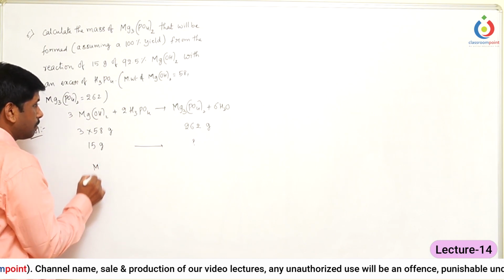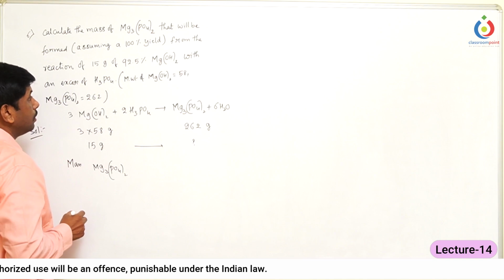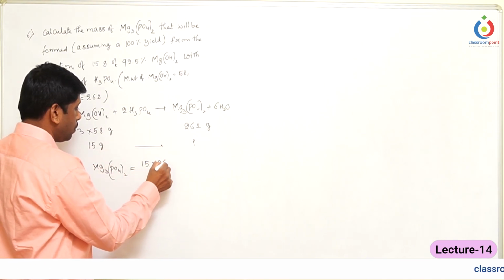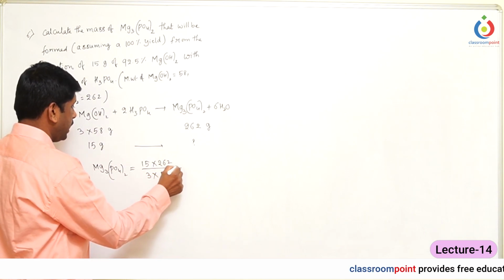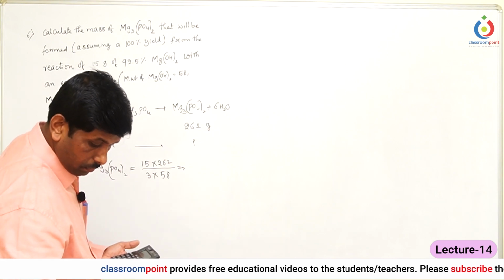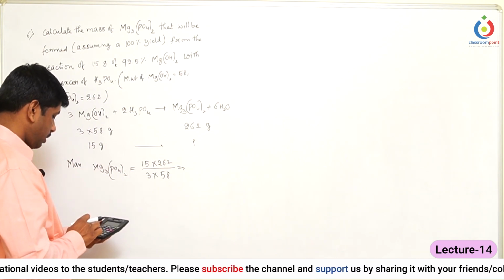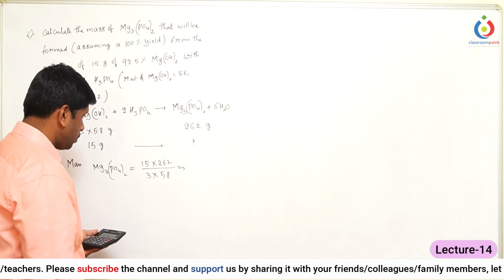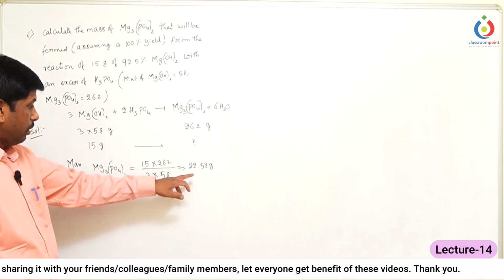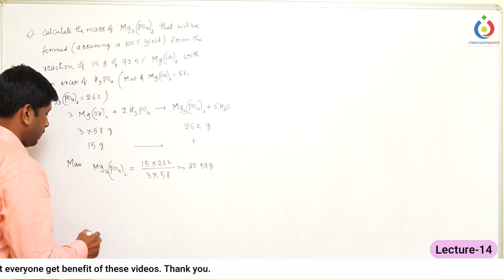So the mass of magnesium phosphate, Mg3(PO4)2, that is formed here is equal to, by cross multiplication, 15 into 262 divided by 3 into 58, which equals 22.58 grams. That will be produced if the 15 grams completely participates, but the 15 grams is not fully participating. Only 92.5% is participating.